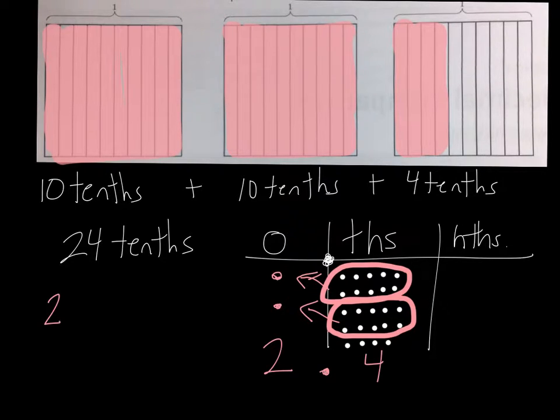So in decimal form, this is written as 2 whole, or I'm sorry, in fraction form, 2 whole and 4 tenths. In decimal form, 2 and 4 tenths.